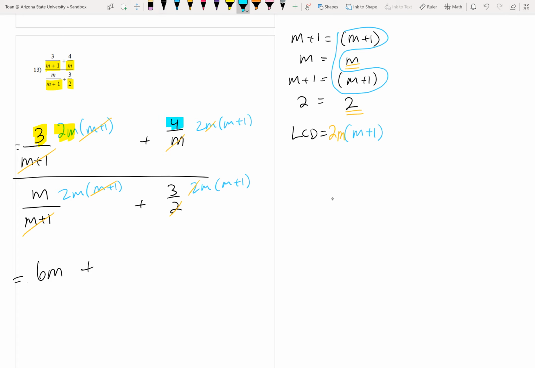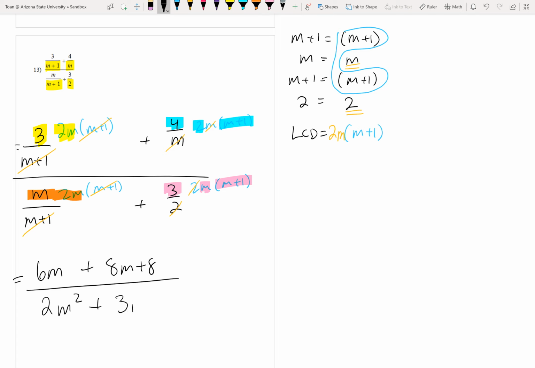Plus, we have a 4 times a 2 times an m plus 1 left over. Multiply them all together, you get 8m plus 8 over. In the denominator, we have a 2m left over. So if you multiply those two guys together, you get 2m squared. And in the bottom right, we have a 3m and an m plus 1 left over. So if you multiply them all together, you get 3m squared plus 3m.